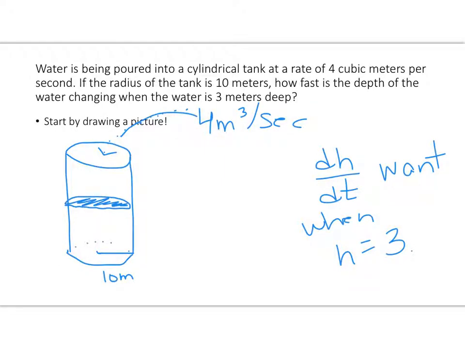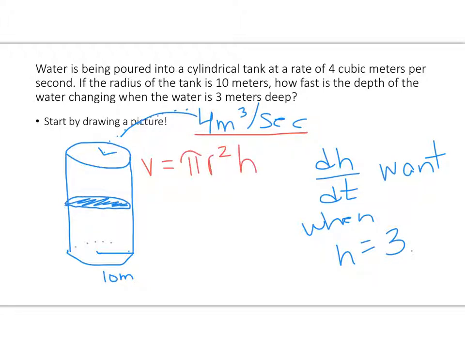Okay, so here's our picture again. We have our strategy. We know we need to come up with some sort of equation, and then we can differentiate our equation. So we're talking about a cylindrical tank, and we said the rate that water is going in is 4 meters cubed per second. So that meters cubed, this is filling something up, we're talking about volume. The volume of a cylinder is given by pi r squared times h.